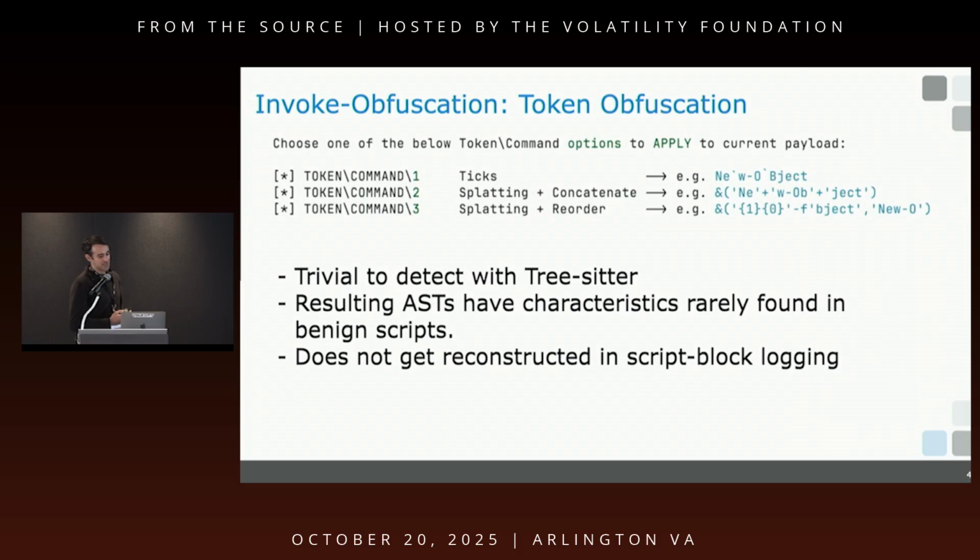So for token obfuscation, you can see things like inserting backticks into the command, or dynamically invoking a command from a string by concatenating all the pieces together and using the command invocation operator, or using format strings in a similar fashion. And these are trivial to detect with TreeSitter. It's kind of cool that the things that make these techniques so effective and evasive for signature-based scanners are exactly the features that make them pop for a TreeSitter-based scanner like this.